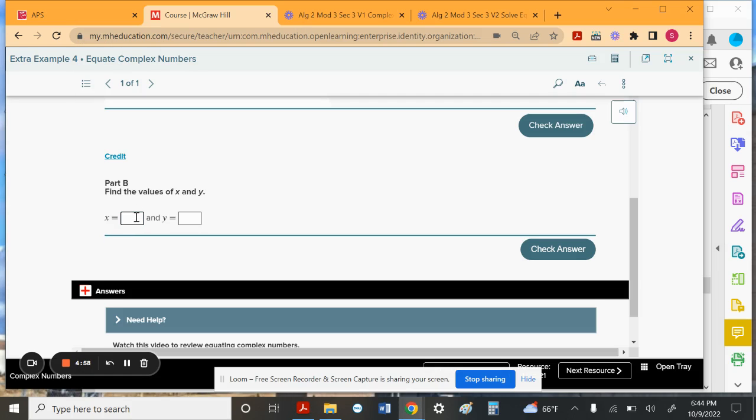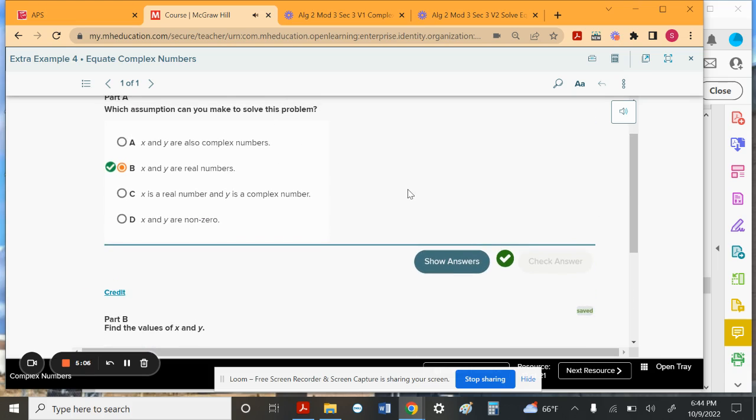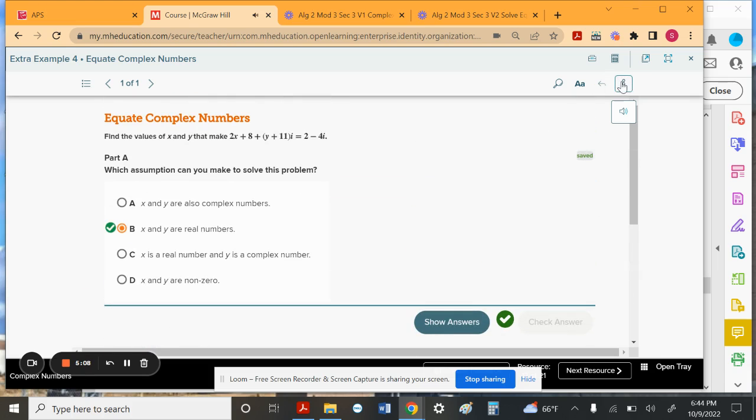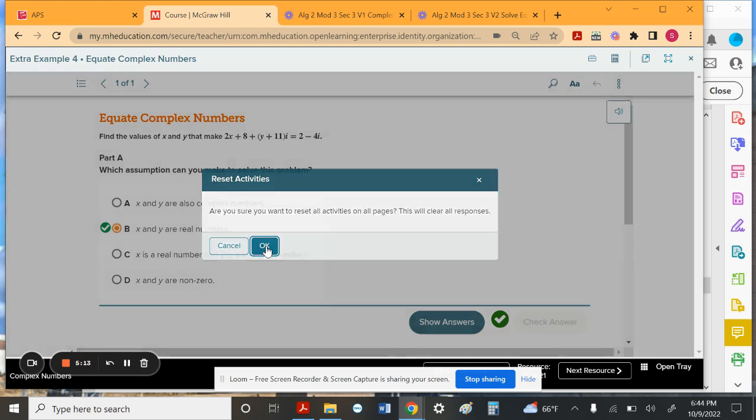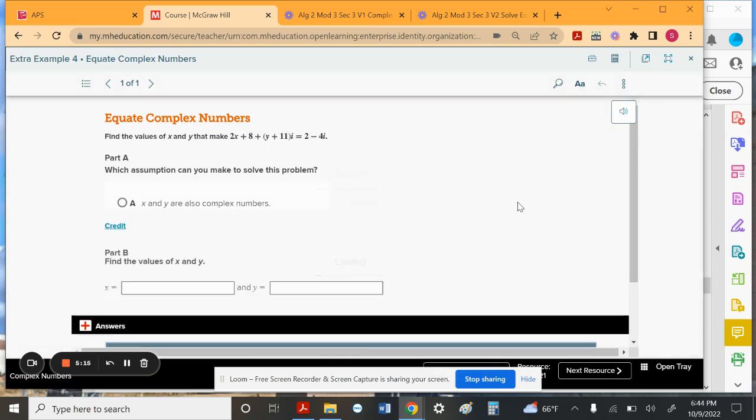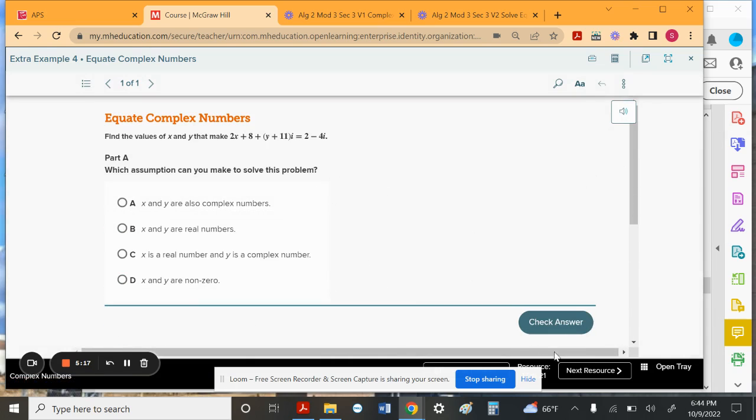So if I come back over here, negative 3 and negative 15. And if I check my answer, those are okay. If I check my answer up here, I'm good on B. I just want to make sure that I get those correct, make sure that we're understanding how to be able to get those particular values. So, okay, let's move on to the next resource.